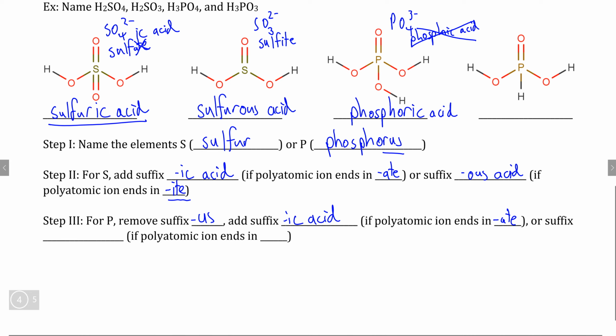Now, this polyatomic ion here is PO3 with a -3 charge. So here, this would not be phosphate, but this would actually be phosphite. So here we see that our polyatomic ion ends in -ite, meaning that we would replace the -us on our element name, so phosphor, but instead of adding -ic acid as our suffix, we would add -ous acid. So the name of this acid would be phosphorous acid, like so.